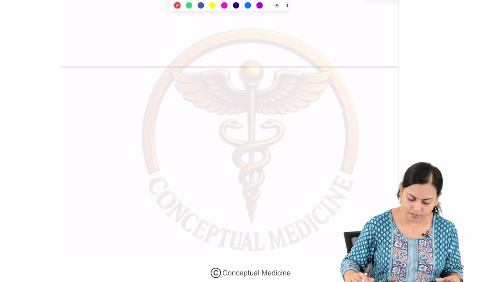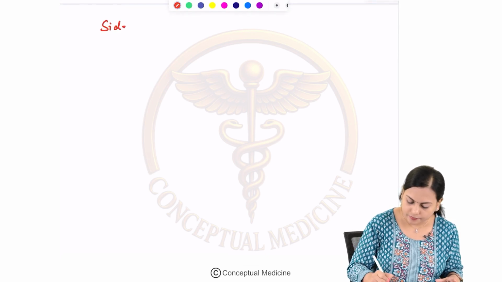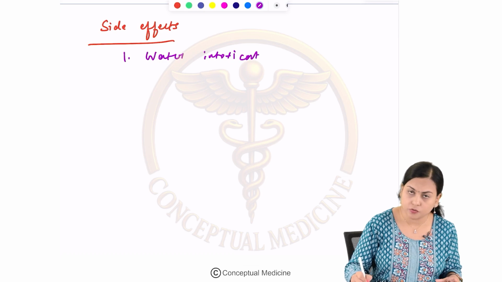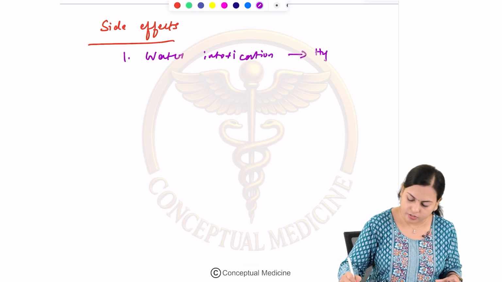Clear? Right. Now what are the side effects of this drug? Side effects include water intoxication that will be leading to hyponatremia.